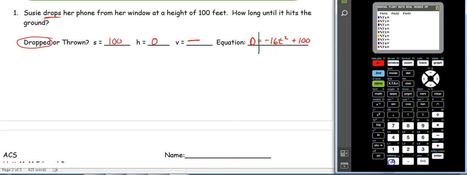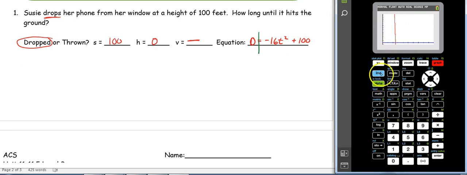In our calculator, we are going to split that equation in half. So y1 is going to be 0, y2 is going to be negative 16x squared plus 100, using x instead of t because our calculator doesn't have t. We use the button that's on a diagonal from the second key for x. Then we're going to hit graph. Now we see that there's a blue line and a red line if you have a colored calculator. If not, you just see two lines intersecting.